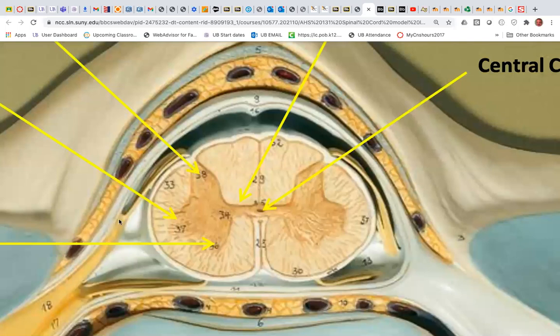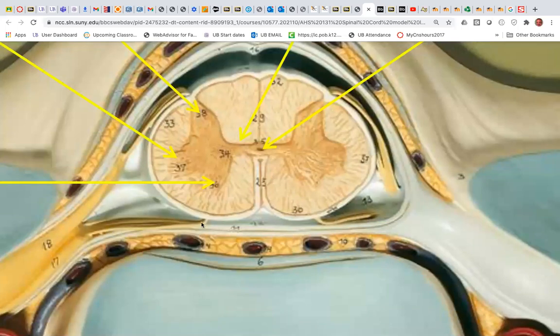Sensory information comes in through the back, and motor information comes out from the front. So sensory data comes in through this nerve, comes into the spinal cord right here at the dorsal horn, and then there's a lot of processing of that sensory input that comes in. And then motor information comes out from the front through these rootlets right here and goes out. Okay, sensory comes in the back and motor information comes out from the front.